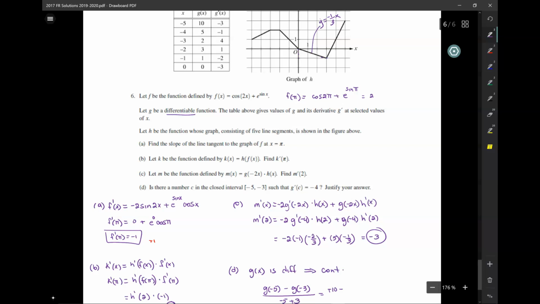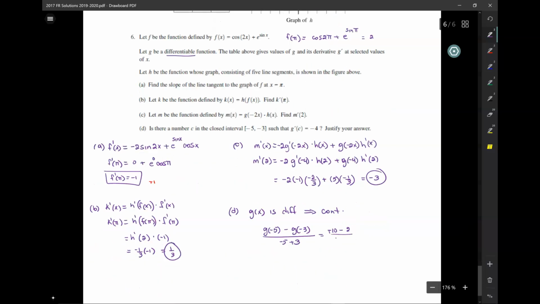G of negative 3. Oh, I did it in the opposite direction, but it's okay. G of negative 3 is 2 over negative 2. That's negative 4. Is that right?